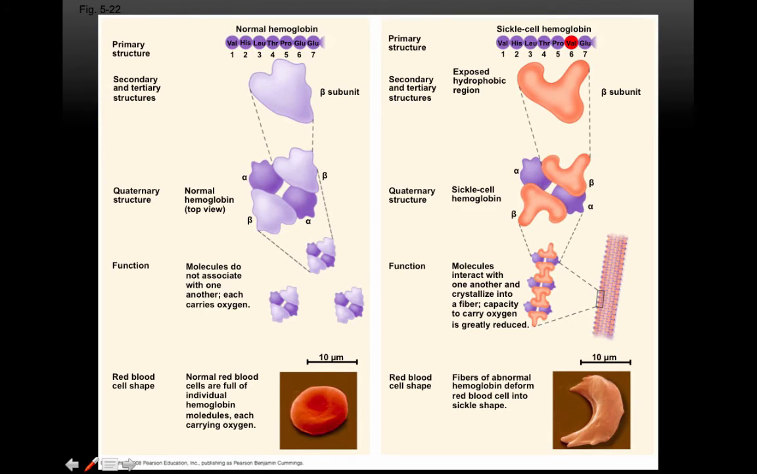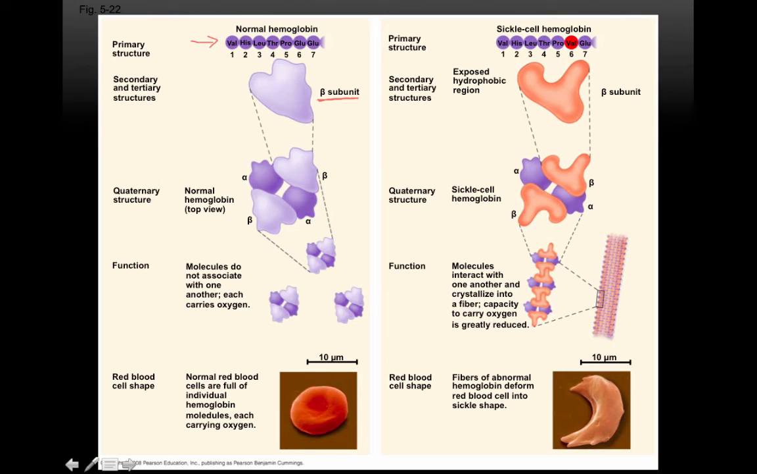Let's begin by looking at normal hemoglobin on the left-hand side of the screen. We're focusing in on one of the polypeptides, the beta subunit. The beta subunit polypeptide has 146 amino acids. So if we were to see the entire primary structure of the beta subunit, we would count 146 amino acids joined together. In this illustration, we're only looking at 7 of those 146.